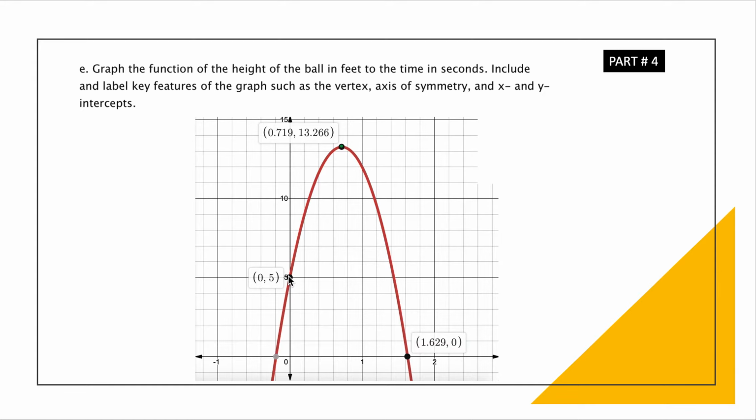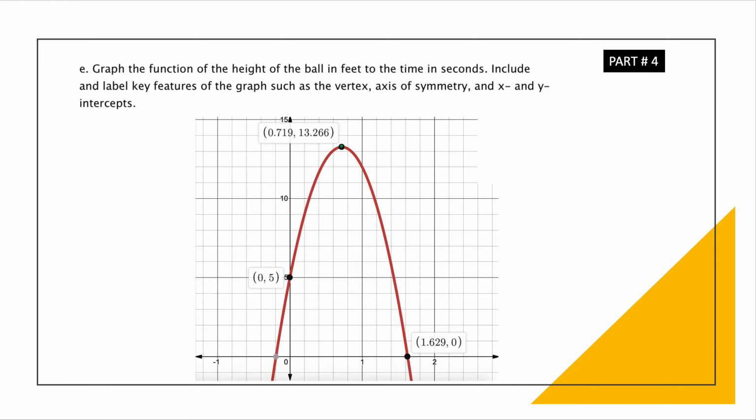Here is the intercept. The maximum point that the ball reaches is at 0.72 seconds approximately, if I am rounding to two decimal places, and the height is 13.27 feet. And the x-intercept is 1.629 seconds. Here is the intercept.